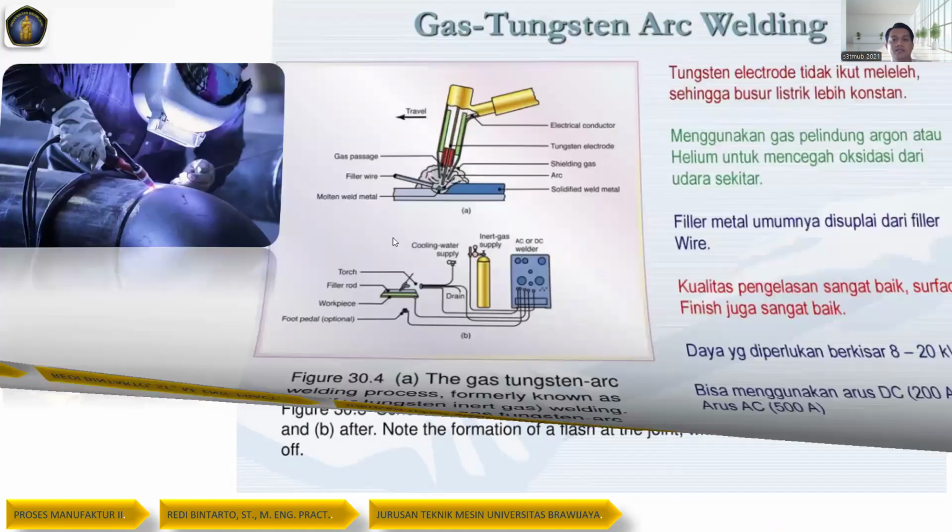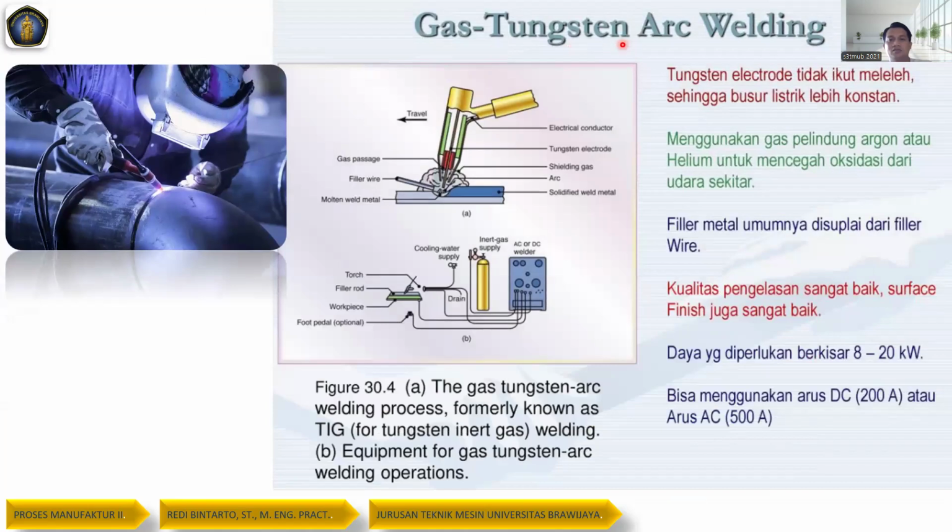Okay, and then this is gas tungsten arc welding. The gas tungsten arc welding process was formerly known as TIG, tungsten inert gas welding. The name comes from tungsten. For the equipment for gas tungsten arc welding, we can see here the inert gas supply, the AC/DC welder, which is the source of the electricity, and then cooling water for the cooling.